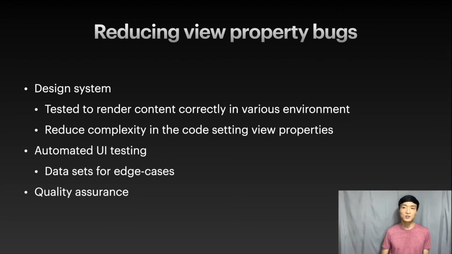The first one is to use a design system. Usually design systems are tested to render content correctly in various environments. Also, it can reduce complexity in the code assigning view properties, making it easier to spot issues in advance. Also, robust automated UI testing and quality assurance can help catch this kind of bugs too.